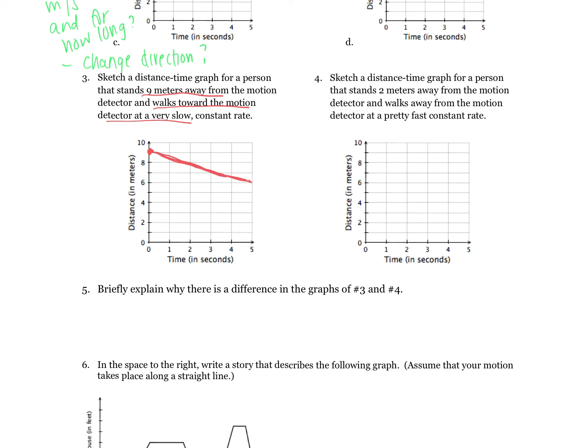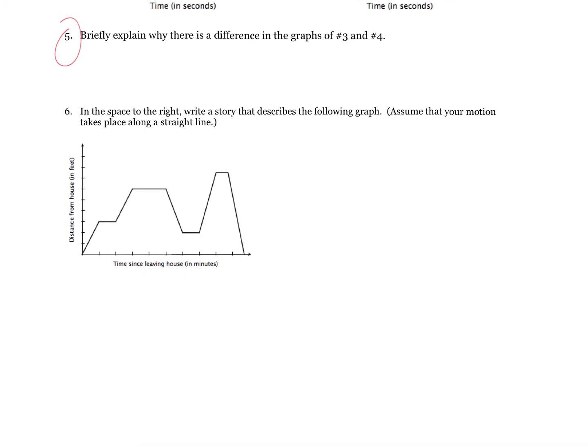Okay, those two are easy. 3 and 4 are easy. So you're going to try 4, but that one looks a little different. And then once you do 4, you're going to explain why they are different. Okay? And then lastly, number 6. Okay? This one is different, but I don't think you will have a hard time.